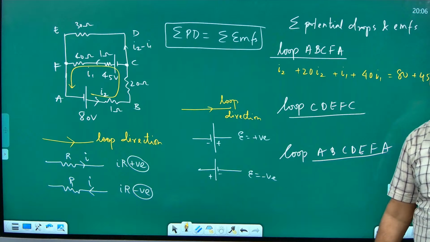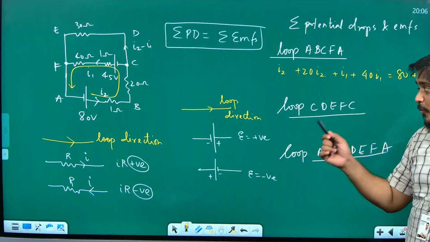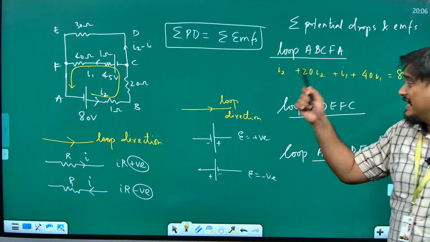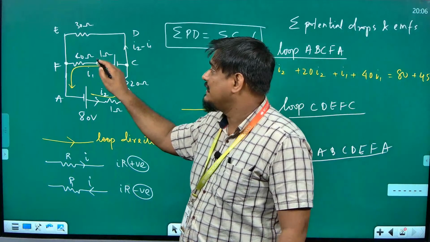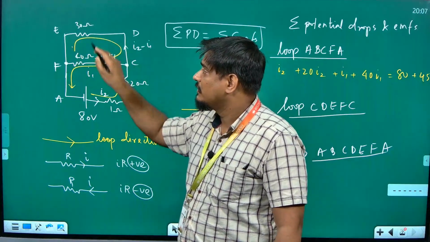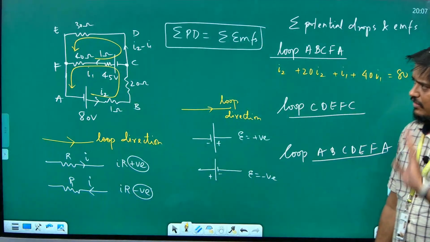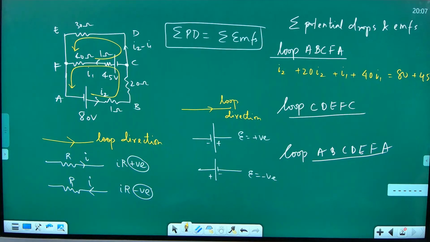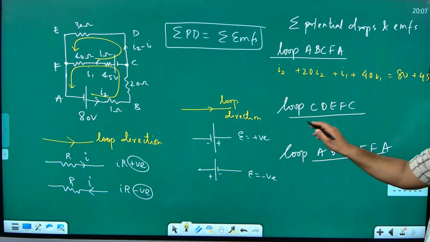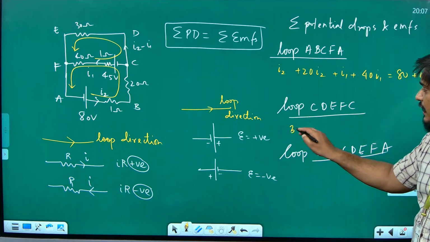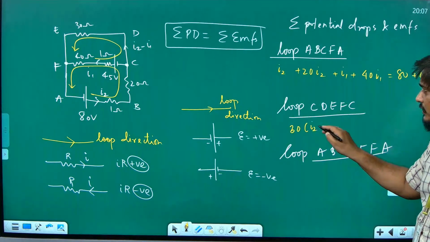Next I am going to ask Lohit. Loop C, D, E, F, C. This is the loop direction. Think and tell me the equation. Step by step, don't panic. Start from this thing. Very good. 30 times I2 minus I1. Yes, good.